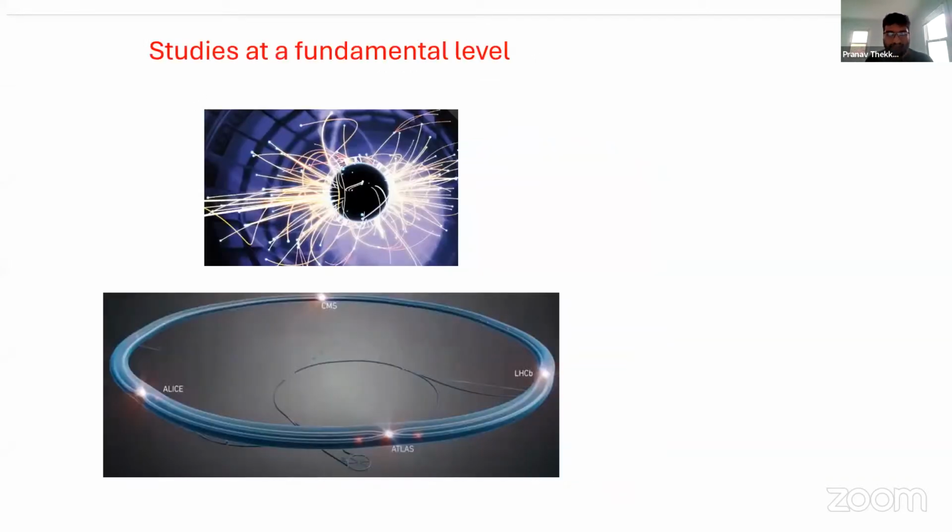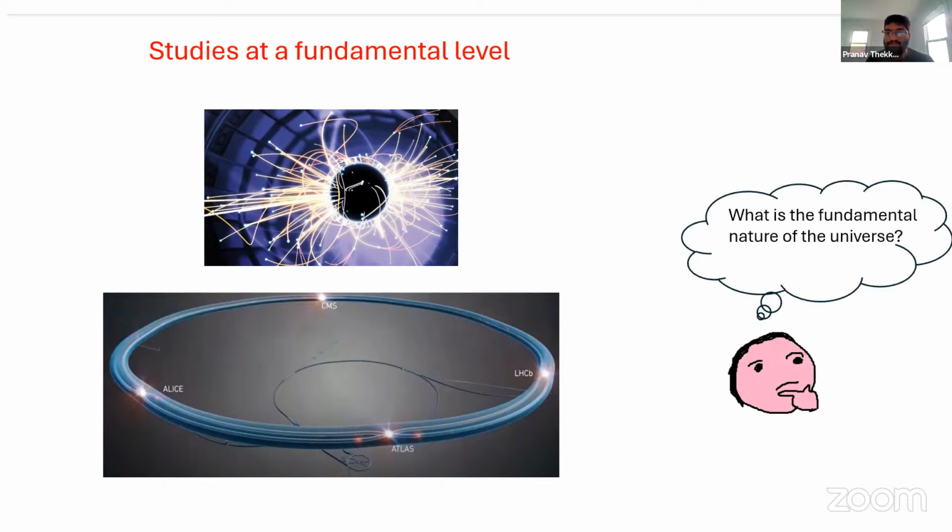Now what a physicist does is study things at a very, very, very fundamental level. So he builds these big accelerators, for example, to study how magnetism fundamentally comes up, and he finds out that there are these fundamental forces in nature. One of them is called the electromagnetic force, and because of this electromagnetic force, magnetism comes up, and so on and so forth. He tries to study things at an extremely fundamental level. This is one of the main questions that drives a physicist: what is the fundamental nature of the universe?